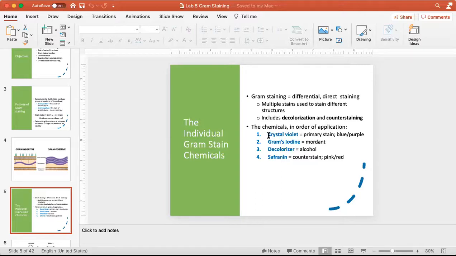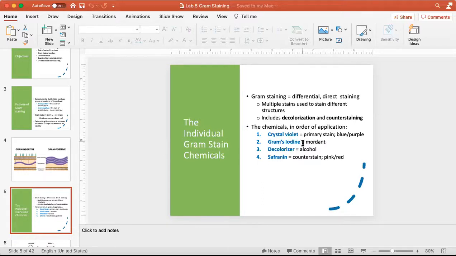The second material that gets applied in gram staining is not actually a stain. It's a special formulation of iodine called Gram's iodine. This is not regular iodine that you would find in a chemical lab. This is iodine that has been modified so that we can use it as what we call a mordant.